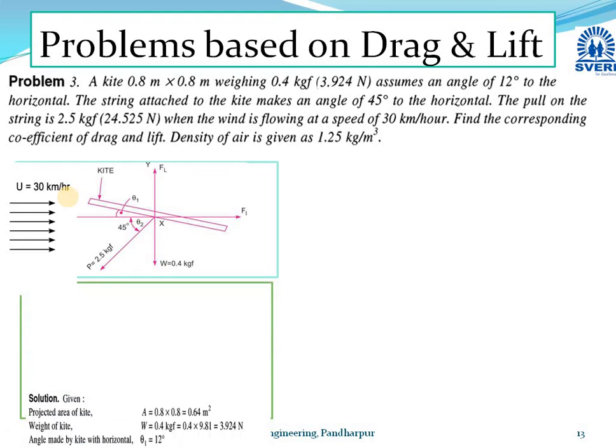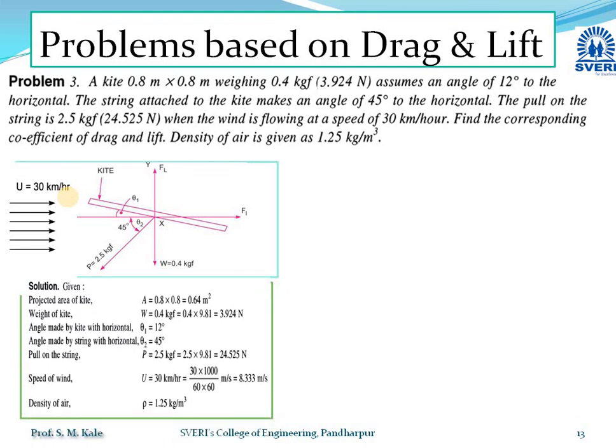So first of all, we write down the given data. The projected area of the kite is 0.8 into 0.8, that is 0.64 meter square. The weight of the kite, acting in the vertically downward direction, is 0.4 kgf, that is 3.924 Newton. Angle theta 1 is the angle made by the kite with the horizontal, that is 12 degree. Theta 2 is considered as the angle made by the string attached to the kite with the horizontal, that is 45 degree. So the pull in the string is 2.5 kgf, so 24.525 Newton.